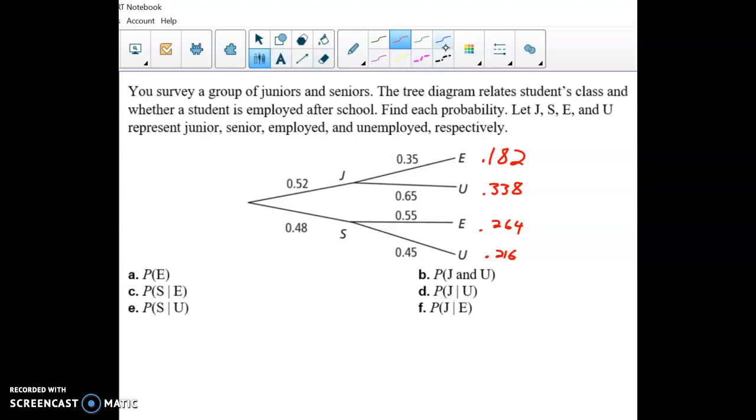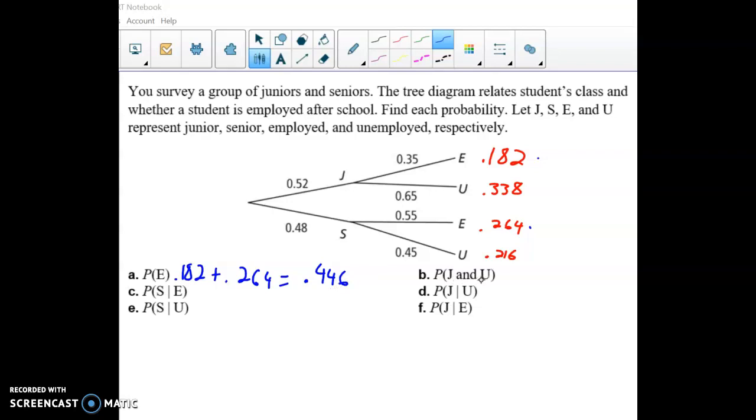Again, I would pause the video and try these first, and then unpause to check your answers. So the probability that we're employed would just be this dot plus this dot. So it would be the 18.2%, sorry, the handwriting's so bad, plus the 26.4%. About 44.6% are employed.